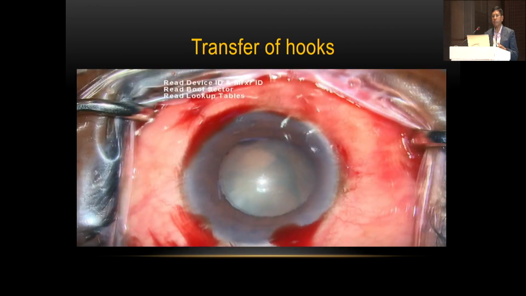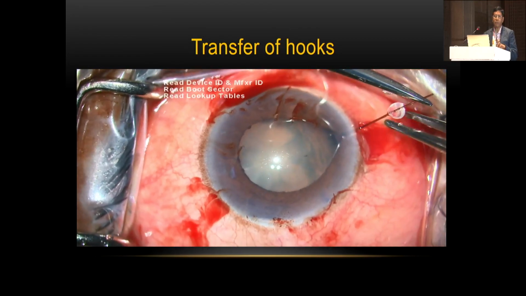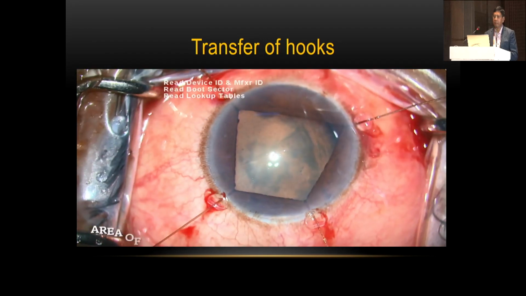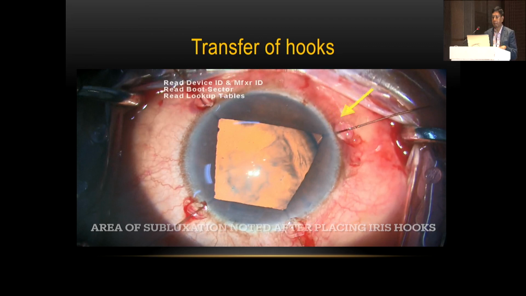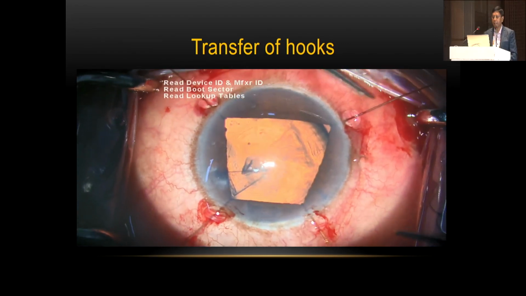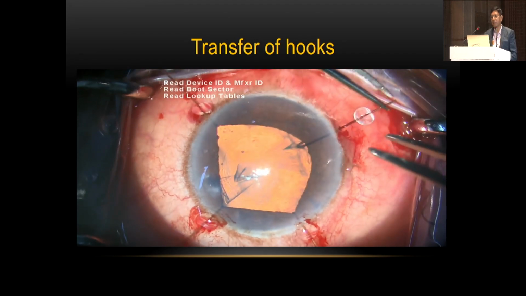Sometimes after placement of iris hooks, if you observe some area of subluxation in small pupils or mid-dilated pupils, you may miss it pre-operatively. But when you see that after putting hooks, the area of subluxation is noticed, after the rhexis you can transfer the same hooks over the anterior lens capsule to support the bag.